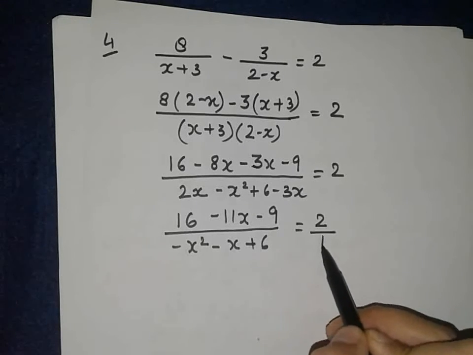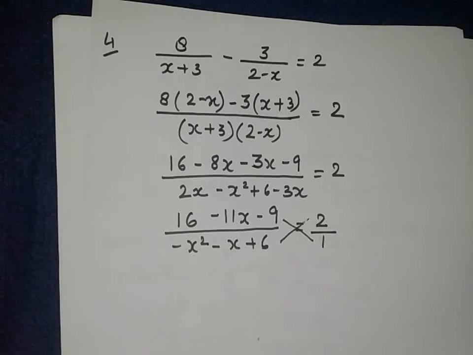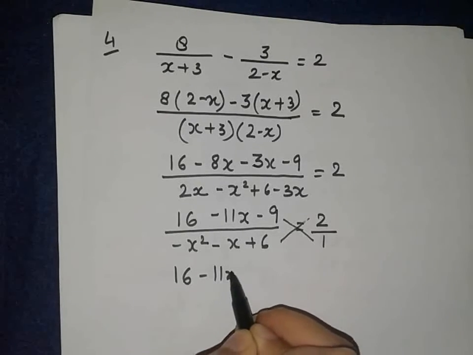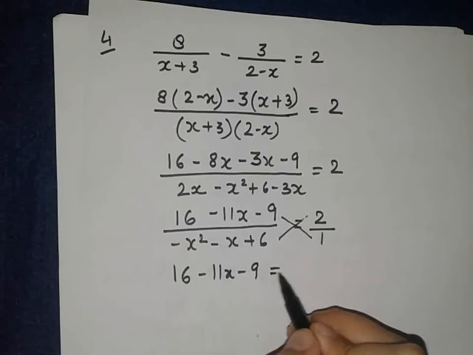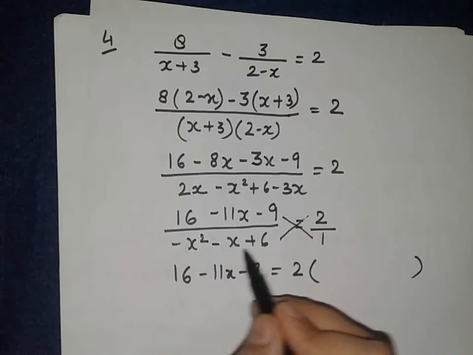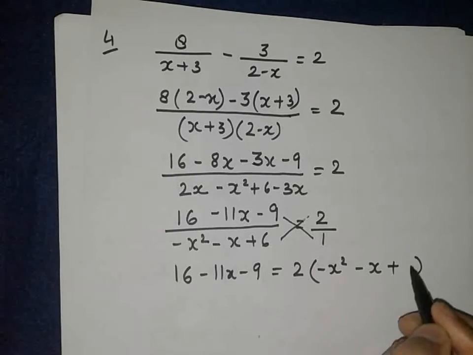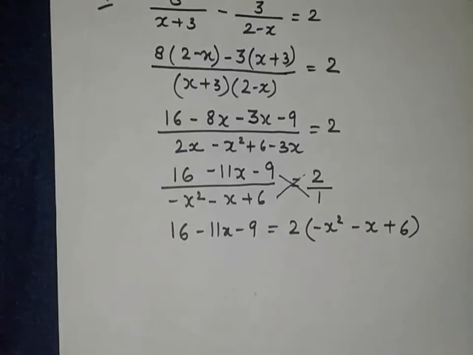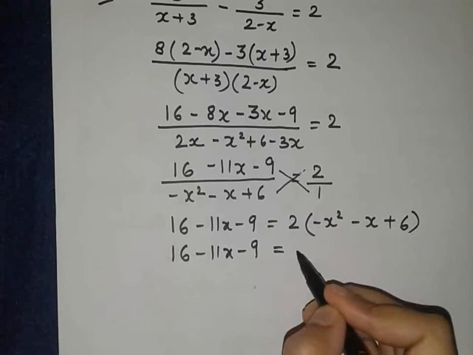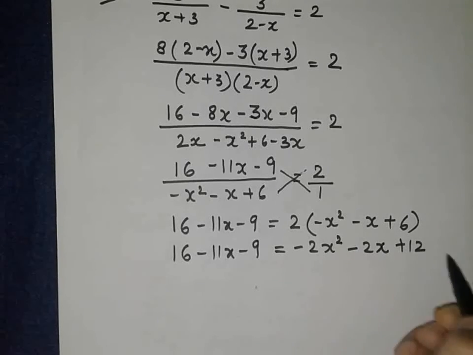No denominator means 1 will be here. Again cross multiply these two to change it into an equation of the quadratic form that we have learnt. This will be 16 minus 11x minus 9, because into 1 remains the same, is equal to 2 into, this whole will be written in a bracket and multiplied by 2, minus x square minus x plus 6. So we get 16 minus 11x minus 9 is equal to minus 2x square minus 2x plus 12.